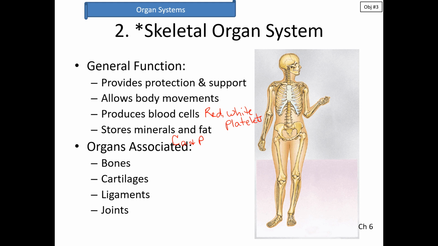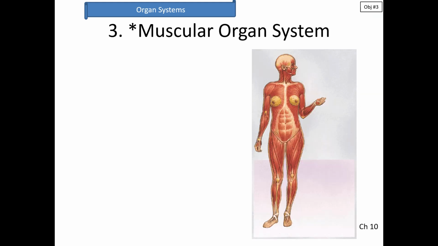Organs associated: bones, cartilage, which is found between bones to help bones prevent rubbing up against each other, ligaments, which attaches one bone to another bone, and joints, which is where one bone meets up with another bone.